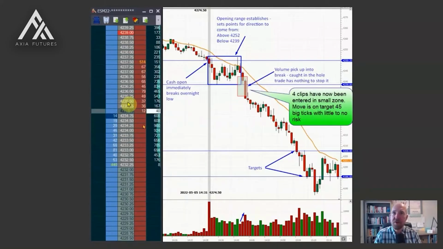And so once you've got 4 clips on your trade, or 4 clips into your trade within a small area, you've done 4x your normal size. You're now in a situation where realistically, you're going to struggle to lose on this trade because we shouldn't be trading back above 39. So if you trade back above 39, the trade is wrong. It is not a breakout.